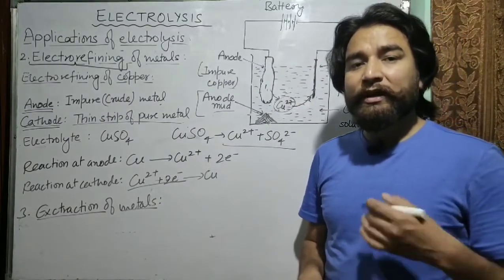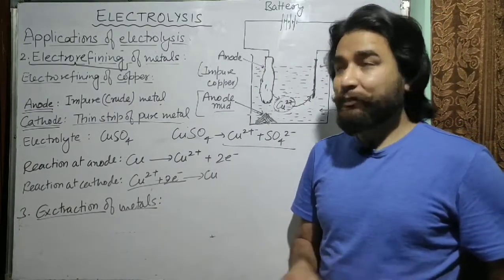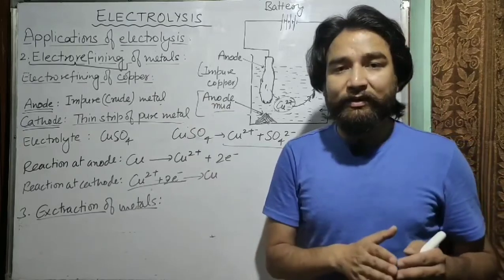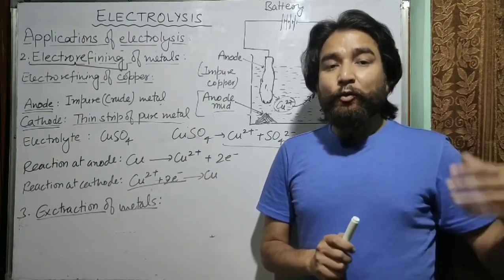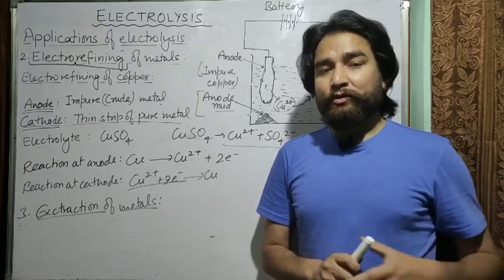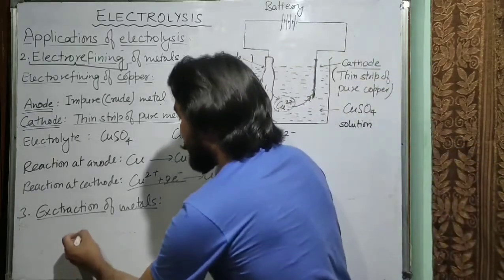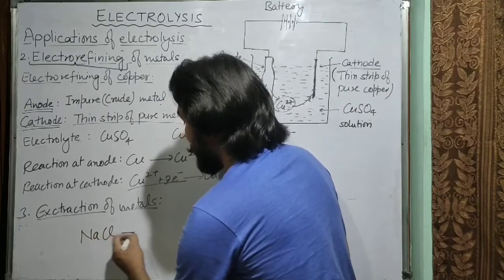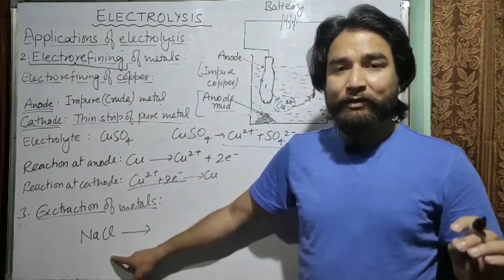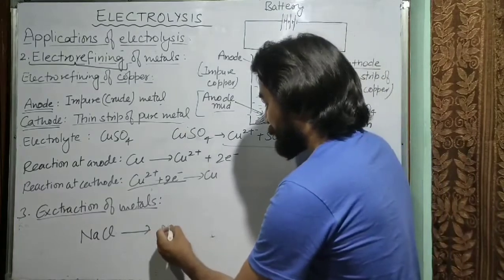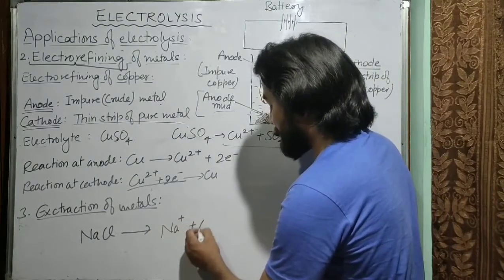Now there is one more application of electrolysis, and that is extraction of metals. How is the extraction of metals done with the help of electrolysis? Extraction of metals means we obtain the metal from some compound. So let's see an example, the extraction of metal from sodium chloride. We use molten sodium chloride, which gives Na+ and Cl- ions.